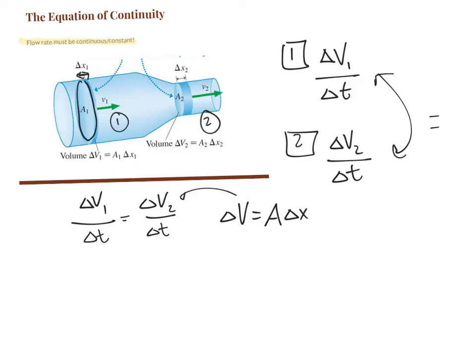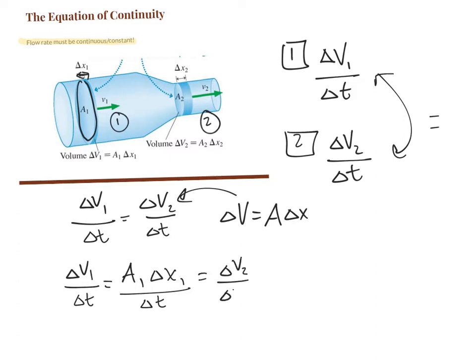So we're going to plug that in to this equation for the delta V's. We get delta V1 over delta t equals A1, the area in section 1, times delta x1, how far it moves, divided by delta t. And that equals delta V2 over delta t, which equals A2 delta x2 over delta t. Now, something you might notice here is that this delta x divided by delta t is something familiar to us. That is velocity. Not to be confused here with the V for volume. This is v for velocity.